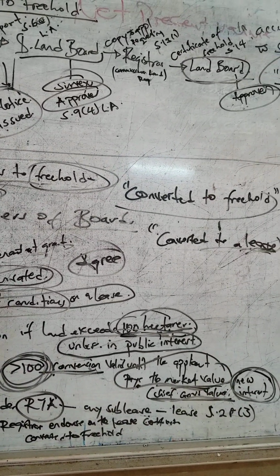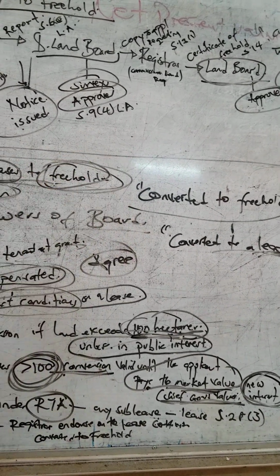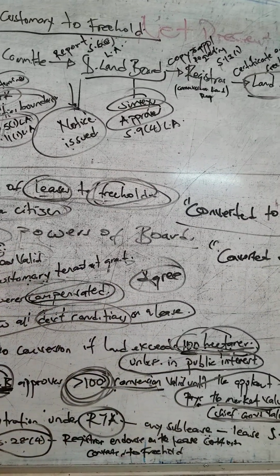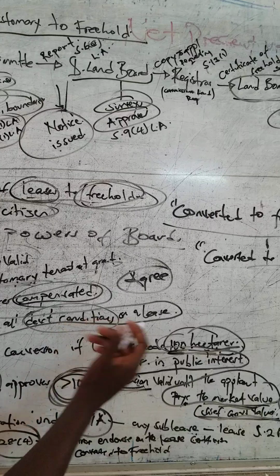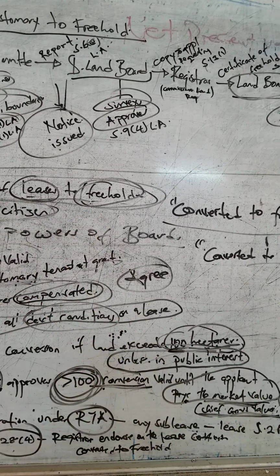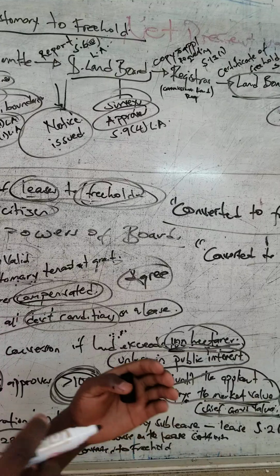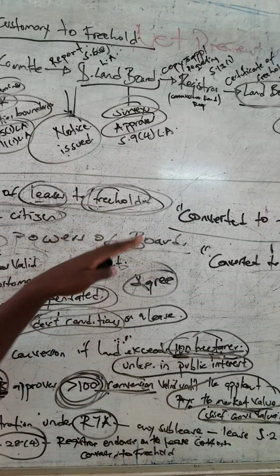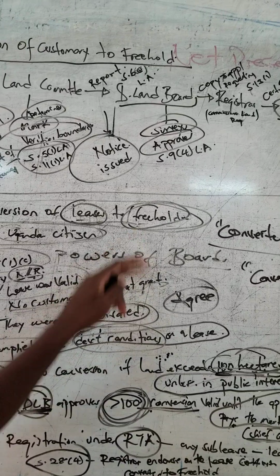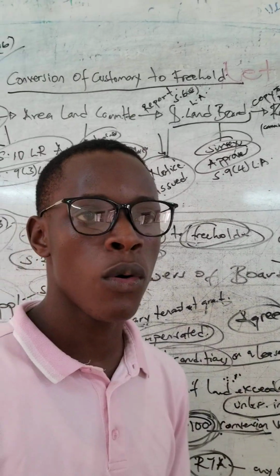So that is the process of how a lease can be converted into a freehold. Those are the key steps, or the key ingredients, that must be considered for your land to be wholly converted into a freehold.